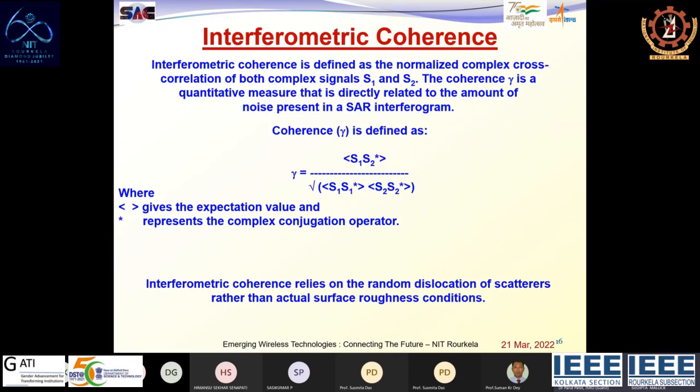If very high coherence is there, you are able to find that the target should be steady, so you'll be able to get the information about the height of the target. But if there is a dislocation of the target, if the target is perturbed, then you will not get interferometric coherence, and you will not be able to extract the height information. But that can also be utilized in various ways, in particular for flooding and water bodies.